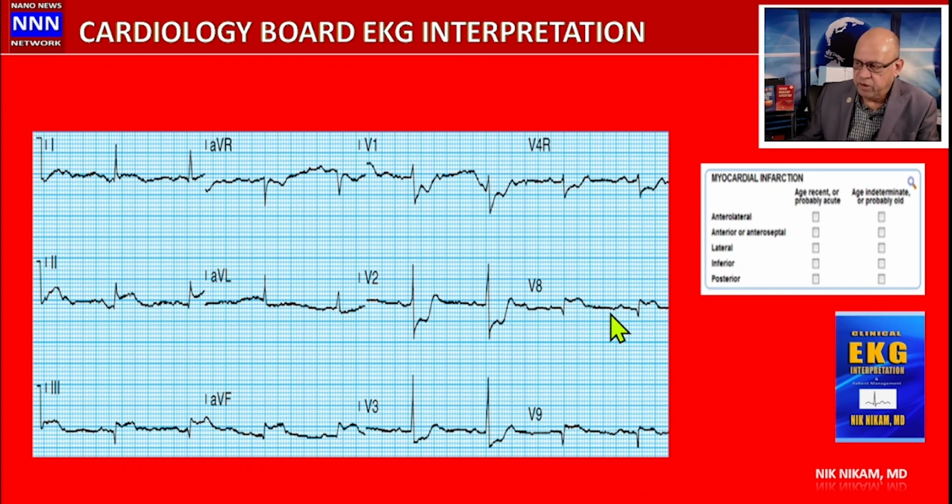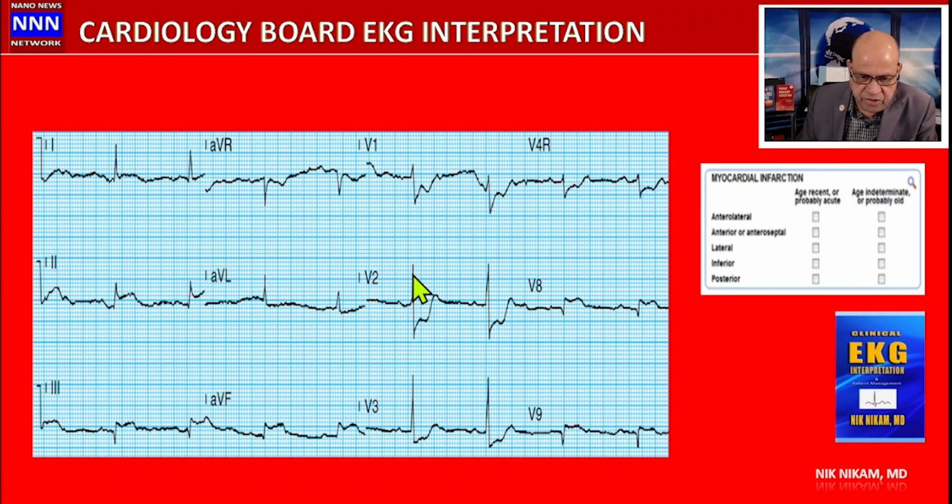If this patient were to be taken to the cardiac catheterization lab, because of the involvement of the lateral wall and the inferior wall, you would expect to see an occlusion most likely involving the circumflex branch as opposed to the right coronary artery, as the right coronary artery rarely supplies the lateral wall of the left ventricle.